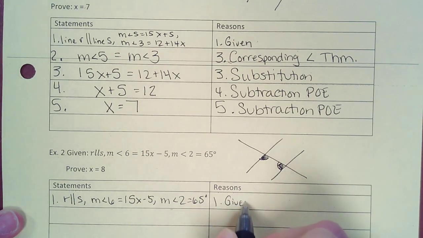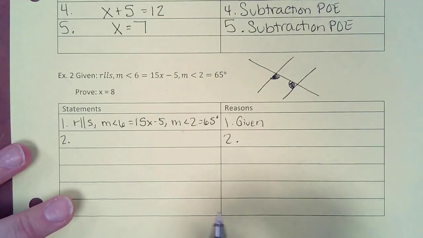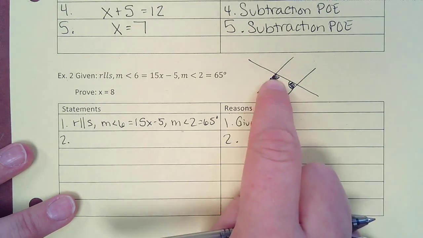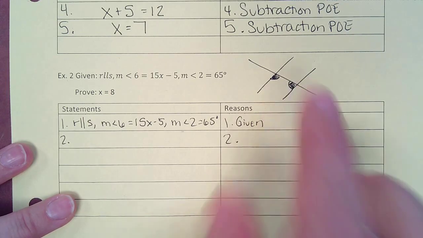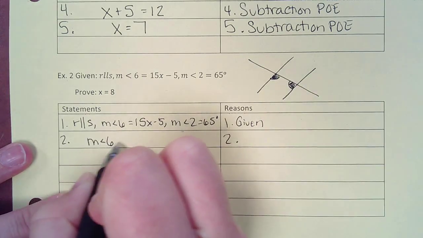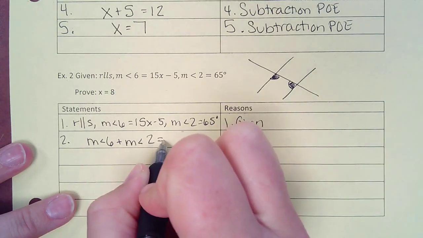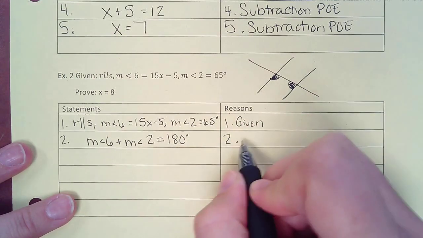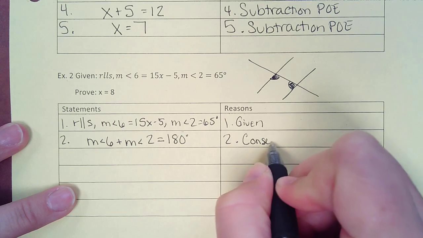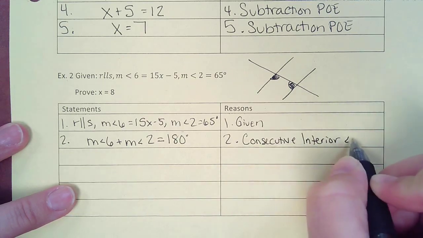Given. So there's a couple different ways we could go with this. Here's one way, and this is probably what I would do. So I know that these are consecutive interior. So I know if I add both of these up together, I would get 180. So I'm going to say the measurement of angle 6 plus the measurement of angle 2 equals 180 degrees. Why? Because they're consecutive interior angle theorem.